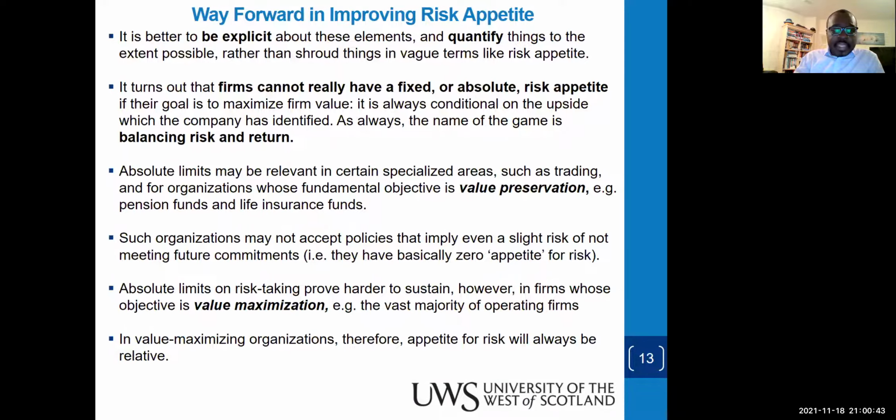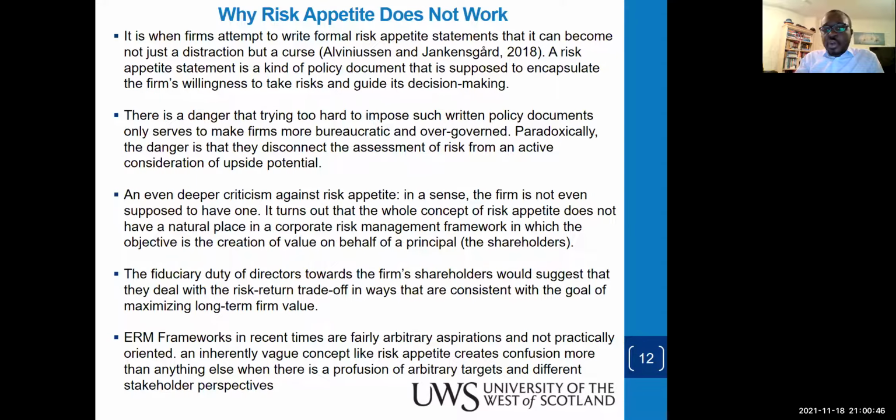Again, why does it not work? Nielsen and Jenkins Guard, 2018, mentioned something important. They said it is when firms attempt to write a formal risk appetite that it can become not just a distraction but a curse. Don't make it formal. Try to make room for some informal terminologies, informal acceptance. So a risk appetite is a kind of statement or policy that's supposed to cover the willingness of the firm to take risk and guide its decision making.